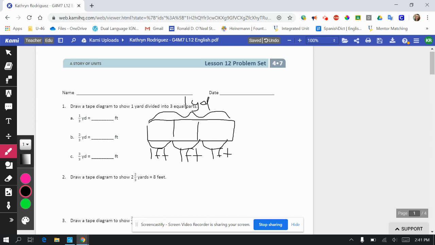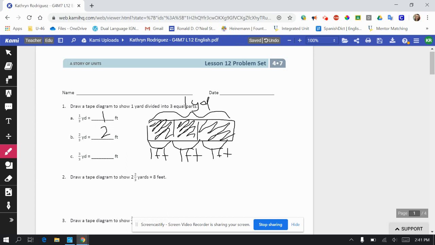So then letter A, 1/3 of a yard equals, I'm going to color in just 1/3 of this. 1/3 of a yard equals how many feet? 1. Okay. Now 2/3 of a yard. So now I'm going to color in 2 pieces. 2/3 of a yard equals 2 feet. And 3/3 of a yard. So now the whole thing is colored in. That is 3 feet. All right.